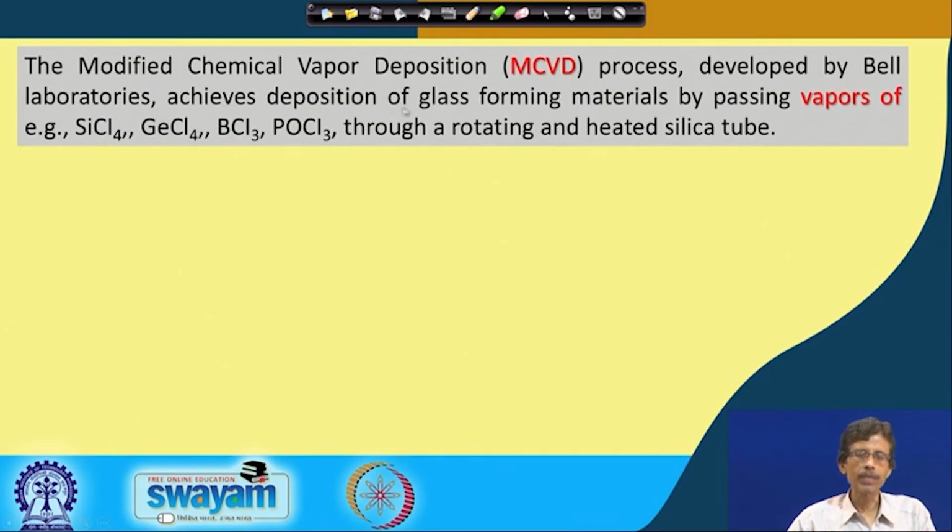They achieved the deposition of glass forming material by passing vapors of 4 different chemical compounds, all chloride salts: silicon tetrachloride, germanium tetrachloride, boron trichloride and phosphorus oxychloride. These can be obtained through a rotating and heated silica tube. So the rotating and heated silica tube can produce all these in the vapor condition, and that can be deposited on some material or on some surface.